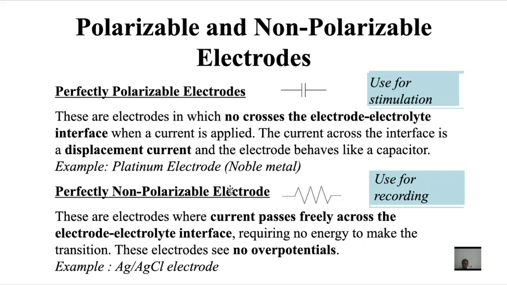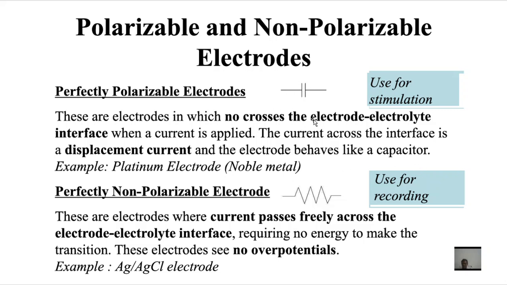But in practice, a small quantity of ions will be moving in the electrode. That is why it is called a polarizable electrode. But when zero current crosses the electrode-electrolyte interface, that is called a perfectly polarizable electrode. The symbol is a capacitor, as it acts as a capacitor.